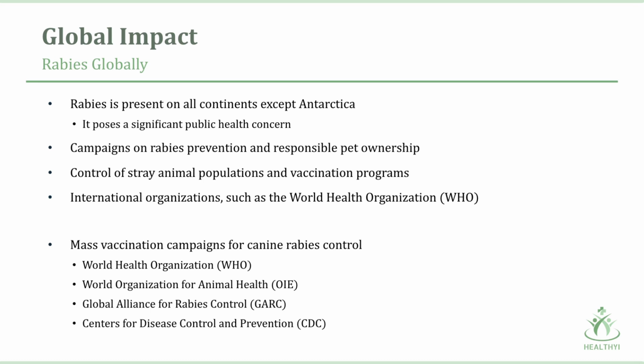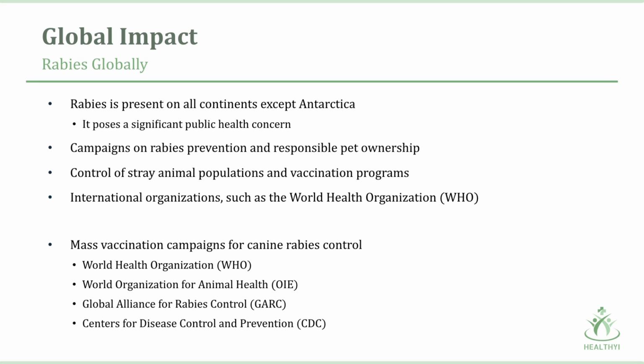Controlling stray animal populations and implementing vaccination programs are essential in preventing the transmission of rabies. These measures both target domestic and wild animals, reducing the risk of rabies transmission within communities.